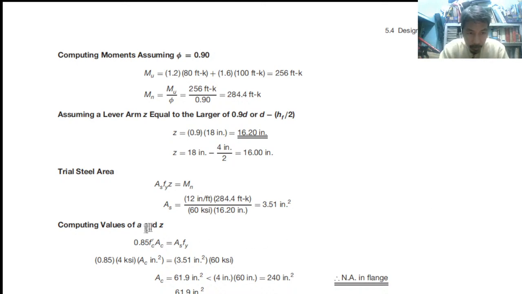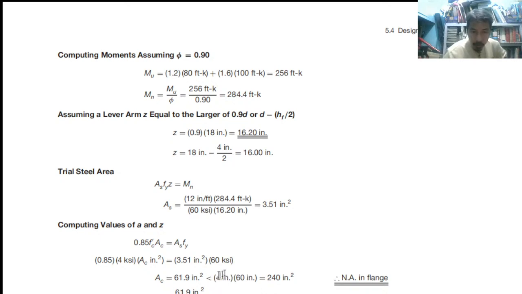So, therefore, computing the values of a and Z, we have the following, 0.81. So, this is what? Compressive force is equal to tensile force. So we already know AS, so multiply that by FY. So we have 0.85 fc prime times Ac. Therefore, we can find out the value of Ac. Multiply this one and divide by this one.